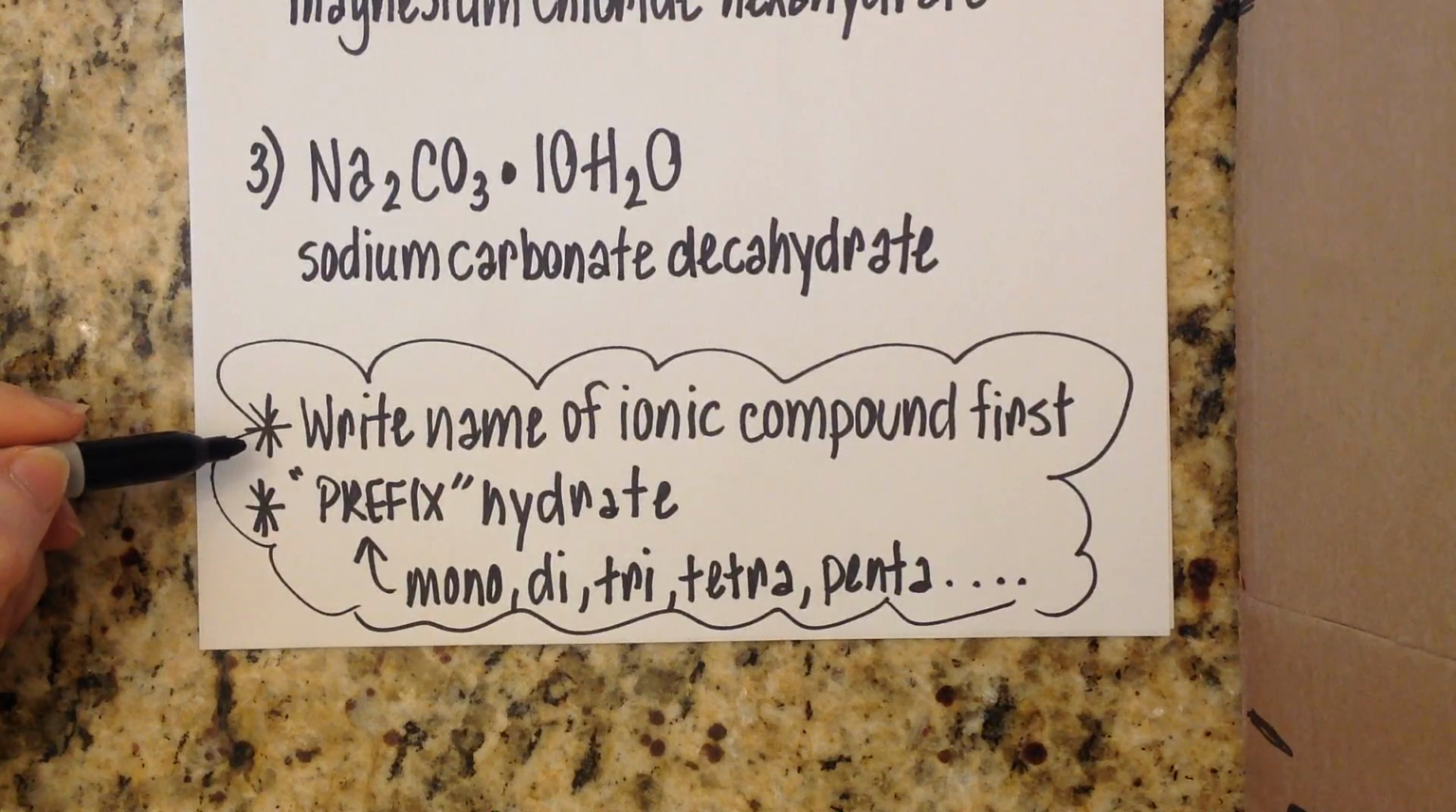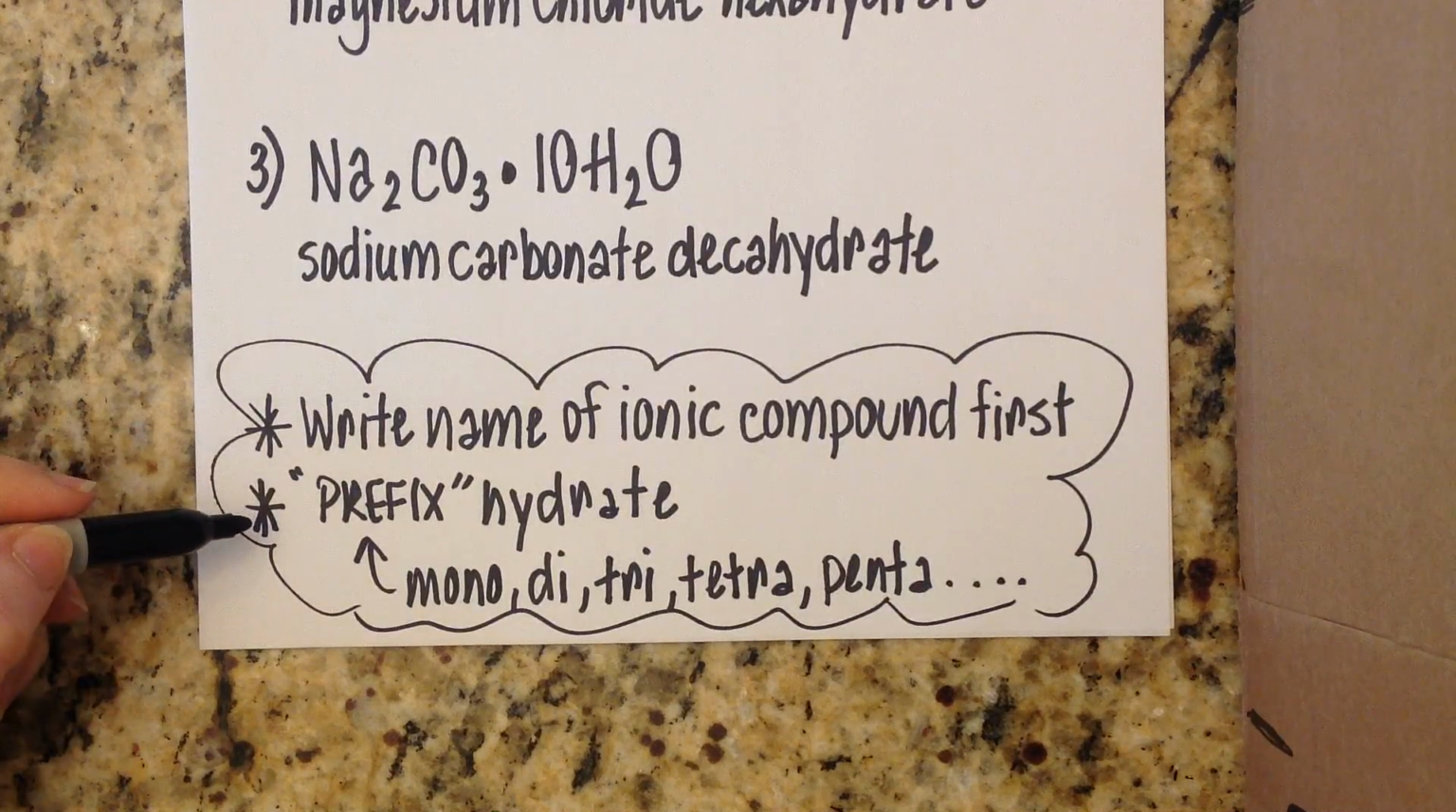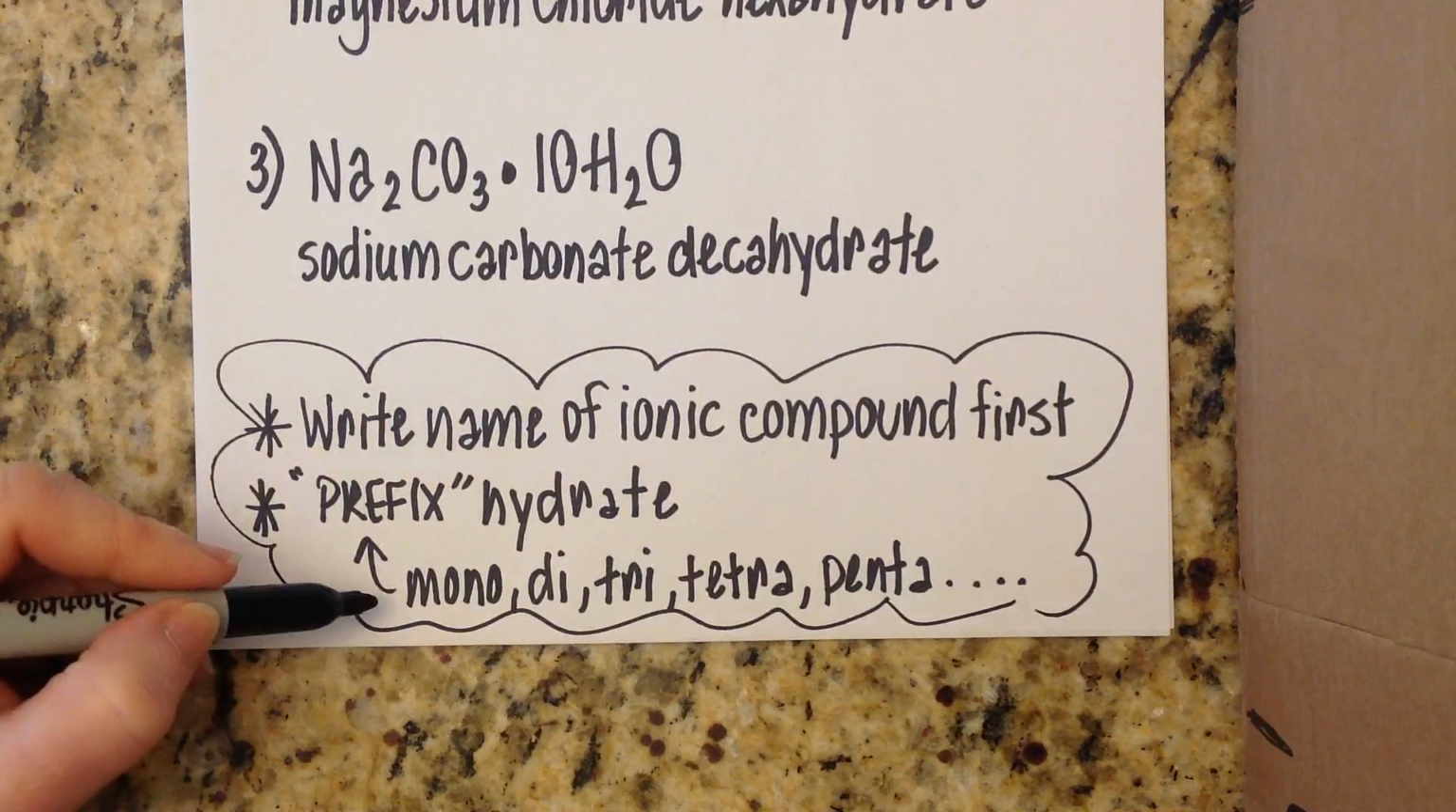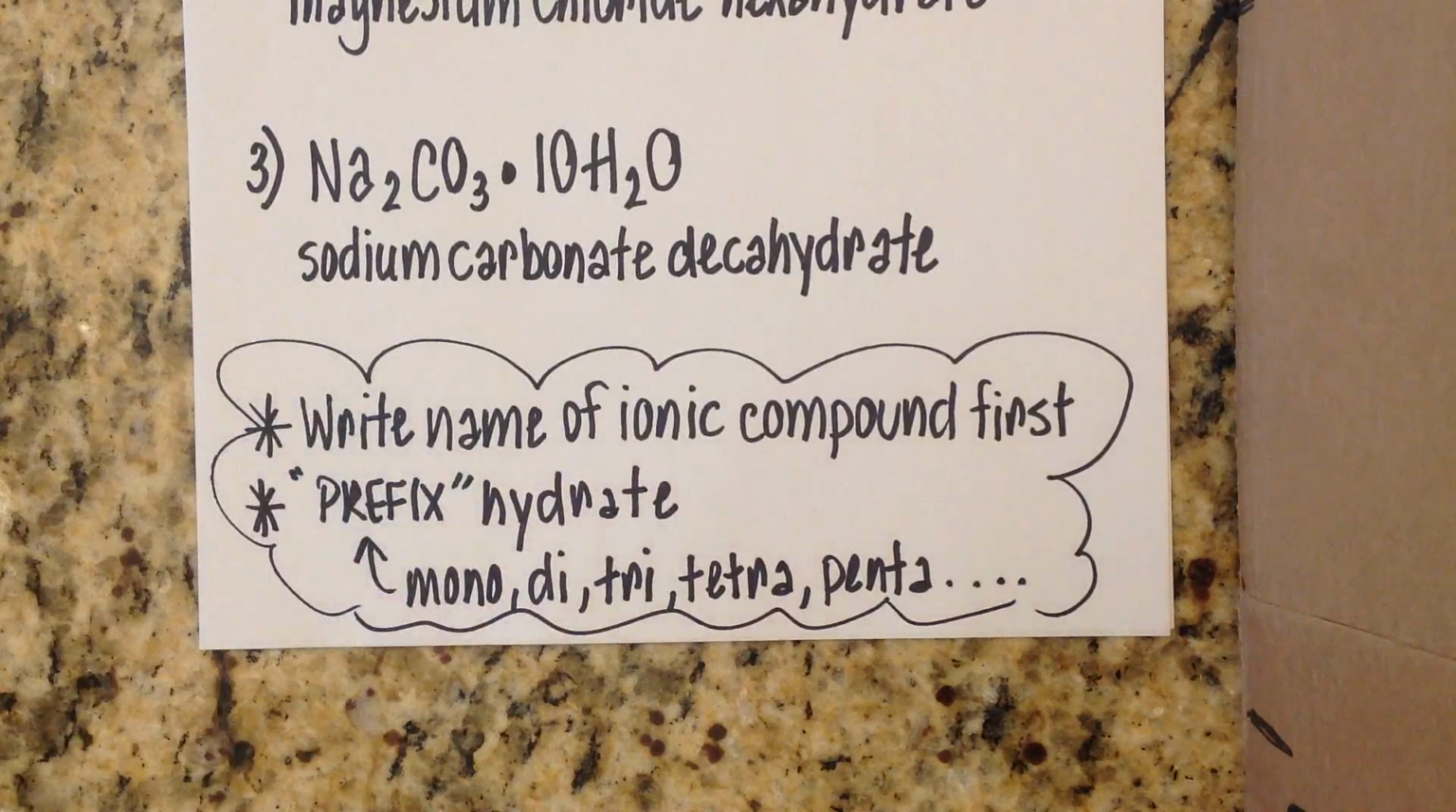If it's got a transition metal in it, make sure you use the Stock method like we did in that first example. Then you look at your prefix in front of the water. You write down that prefix followed by the word hydrate. Easy peasy. And we'll go through and name some more in a second as we do the next part. That's all you do.